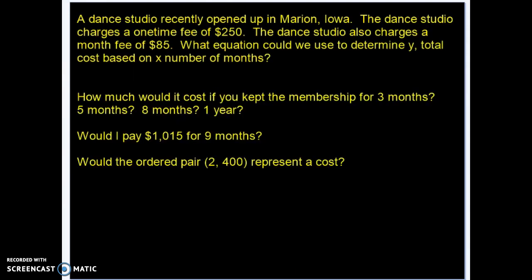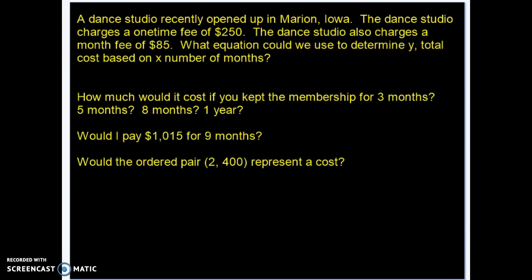Now this last one, I was told that I was way under in price for this, so bear with me if you are a dancer, but a dance studio recently opened up in Marion, Iowa. The dance studio charges a one-time fee of $250. The dance studio also charges a monthly fee of $85. So create an equation that you could use to substitute in several different situations.